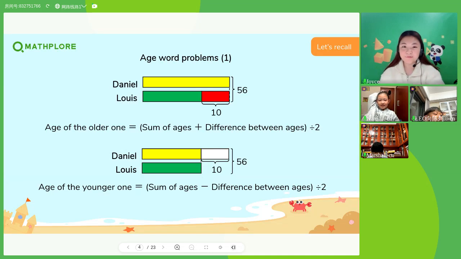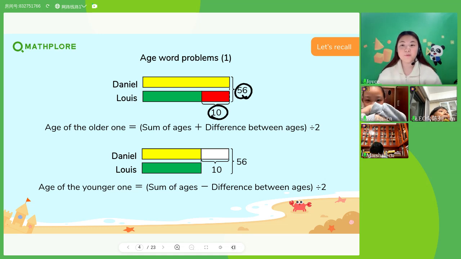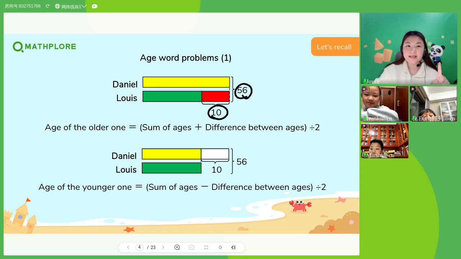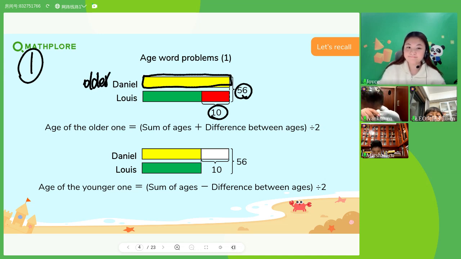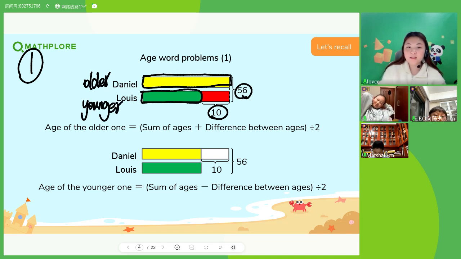In the first part, when we only know the sum and the difference of some people, the way to draw the model is different. Remember, in the first part, we draw the older one first. Who is older, you draw the longer segment for that person. And for the younger person, we draw a shorter segment. Then you can mark the age difference here as 10, and you can mark the sum 56 right here.